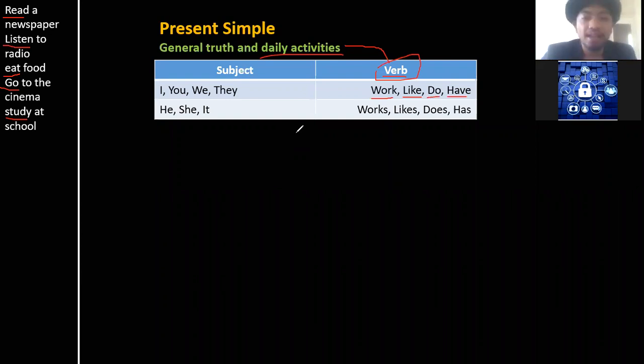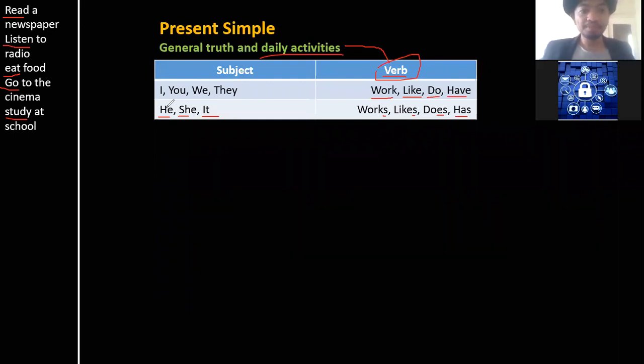Okay. Now look. When we use he, she, it, it's different. We use s. We use es. We change have to has. This only happens if the subject is he, she, it. He is the boy. She is the girl. It is not people.